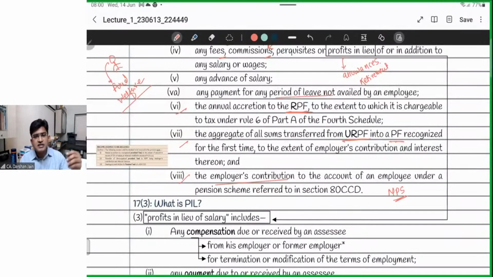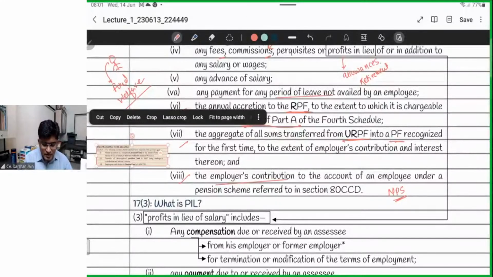Now, this money contributed by the employer into the fund is neither received by the employee nor is it due. Actually, it doesn't even become due, because an employee would not get the benefit of the money which is deposited into the fund until and unless he withdraws that amount. But then specifically, they say that the annual accretion to RPF, which is chargeable to tax under Rule 6 of Part A of the Fourth Schedule, is going to be part of the salary.